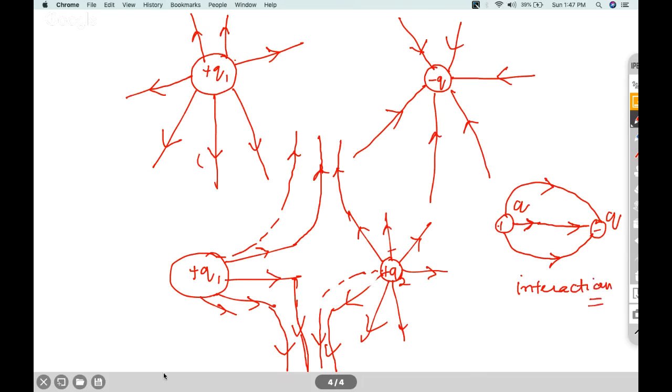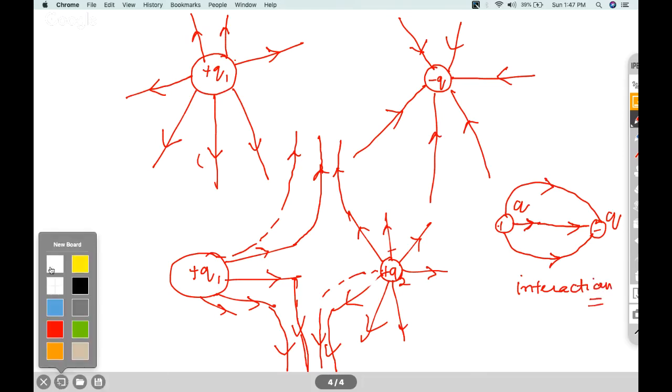Now, what is the magnitude of electric field? Let me come to that part. So the magnitude of electric field is given like this. If this is the charge q, and at this distance r, suppose this is point P at distance r, how much electric field will it produce?